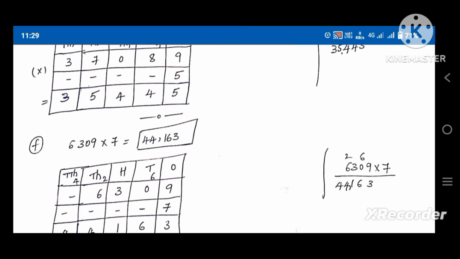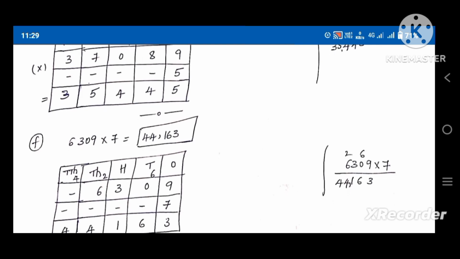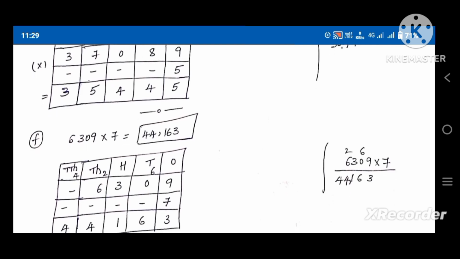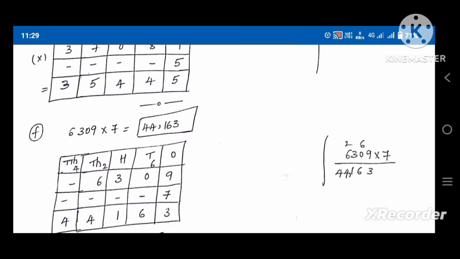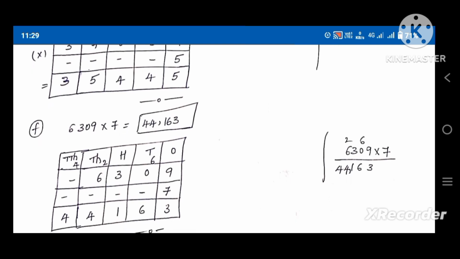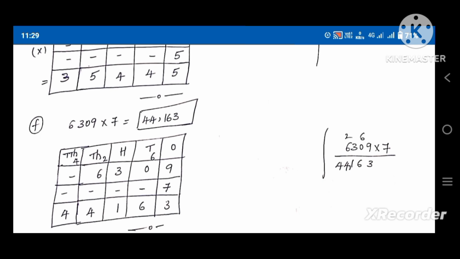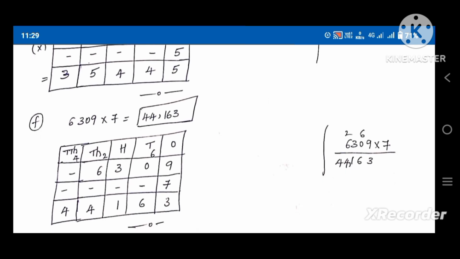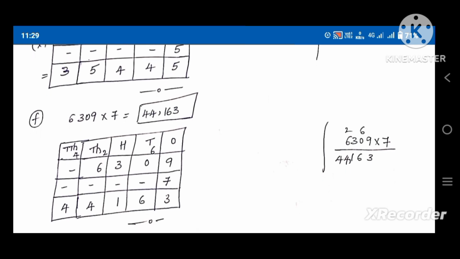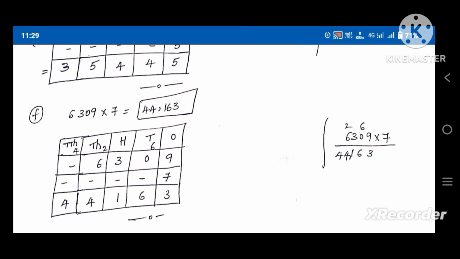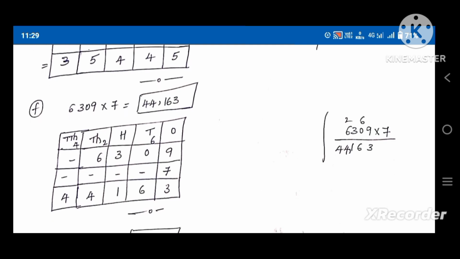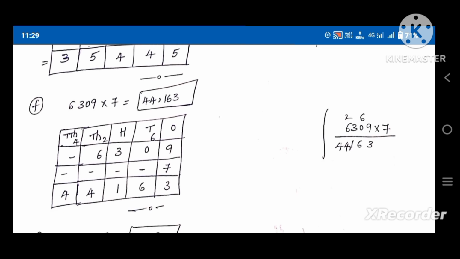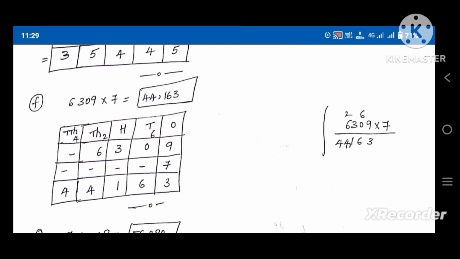6,309 into 7. 7 nines are 63. 6 carry. 7 zeros are 0 plus 6, 6. 7 threes are 21. 2 carry. 7 sixes are 42. 42 plus 2, 44. 4 carry. 44,163. Answer.